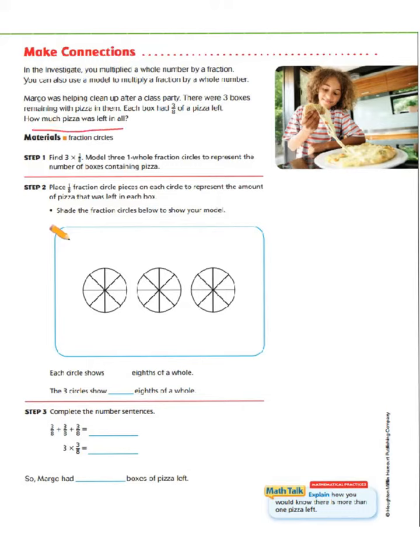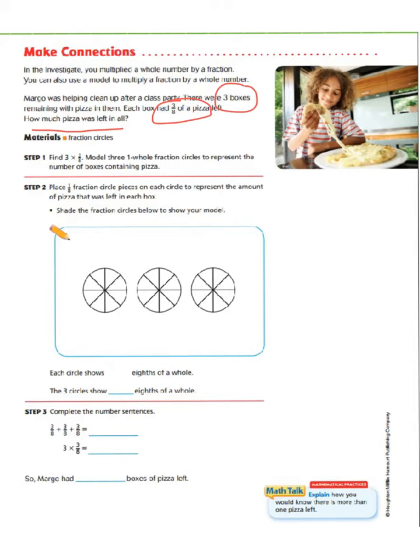Now let's find the other key pieces of information we need to use from this word problem. It says Marco was helping clean up after a class party. There were 3 boxes remaining, 3 boxes left over with pizza in them. Each box, so each of the 3 boxes, had 3/8 of a pizza left. And our question once again was, how much pizza was left in all? So we can actually model these using fraction circles.